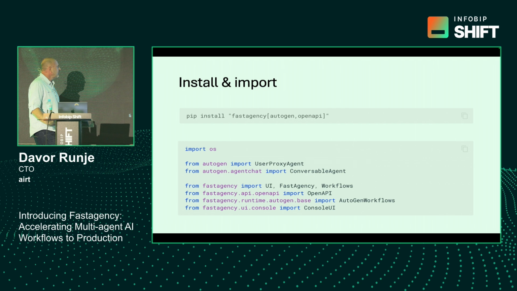So how does it work? How do I install it? Typical thing, pip install. Because there are so many modules that can actually be in conflict with each other, everything is optional. So you have to say, I want to use AutoGen as a runtime. I want to use OpenAI for the APIs. Please install whatever needs to be installed. And then you import a bunch of things. From AutoGen, you import some stuff. And from FastAgency, you import UI, FastAgency application, workflows, some OpenAI, God knows what.